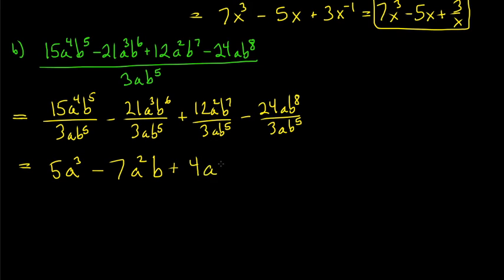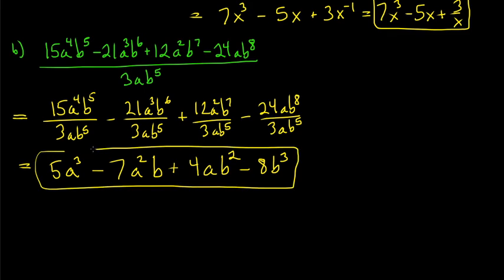A squared divided by a is a, and b to the 7 divided by b to the 5 is b squared. Minus 24 over 3 is 8. A divided by a is 1, and b to the 8 divided by b to the 5 is b to the 8 minus 5, which is 3. Okay, so that's part B.